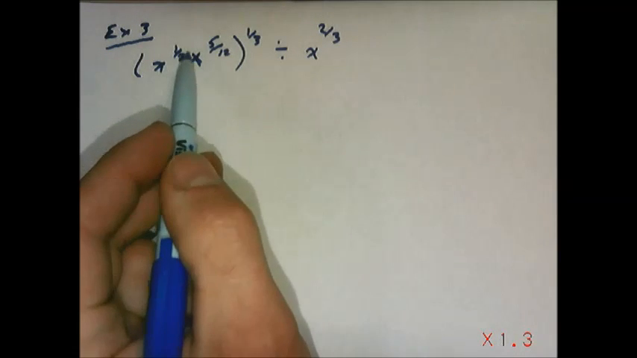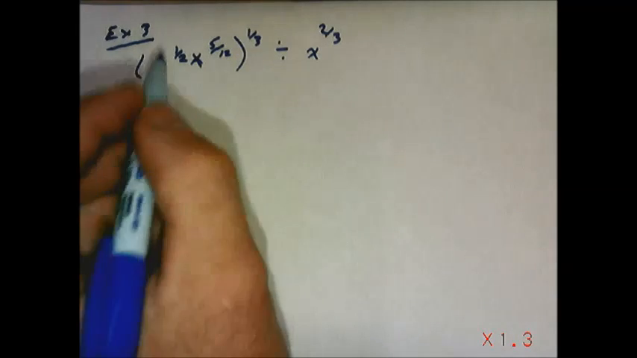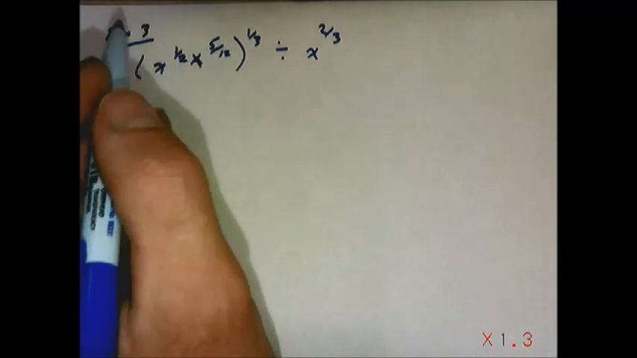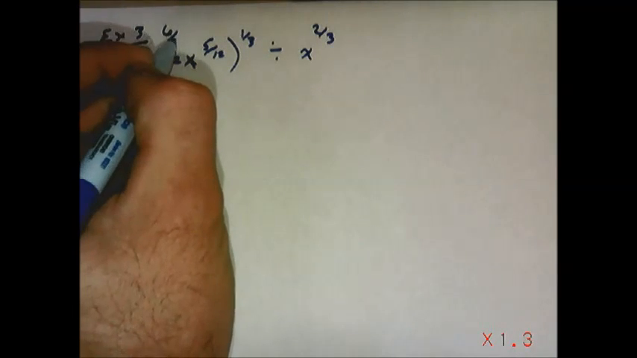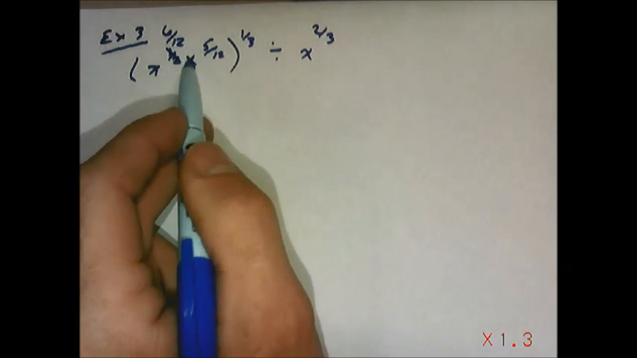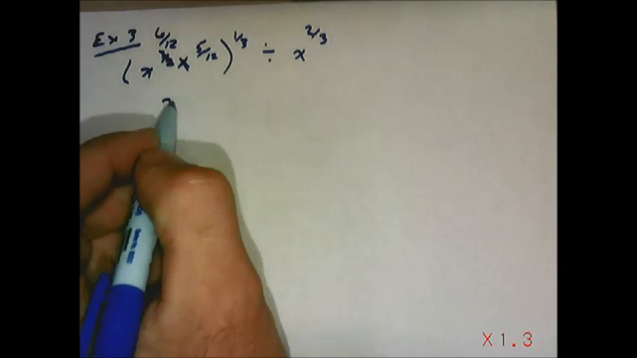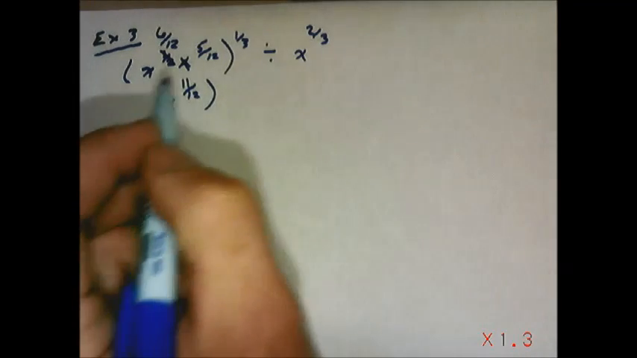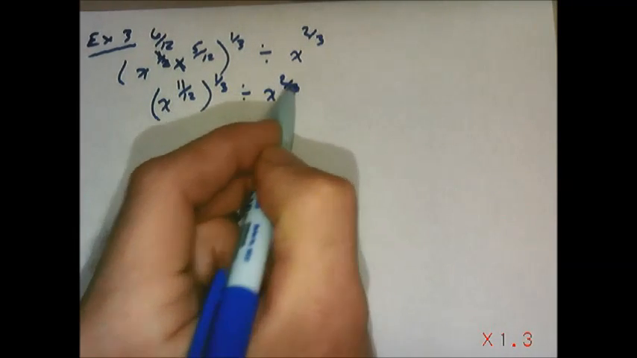If I have x to the 1/2 times x to the 5/12, remember I can add these two exponents together. In order to add fractions, I need a common denominator. And my common denominator would be 12, and 1/2 is the same as 6/12. So now I have x to the 6/12 times x to the 5/12. Now I can go ahead and add my two exponents, and I end up with x to the 11/12. And this is to the 1/3 power divided by x to the 2/3 power.